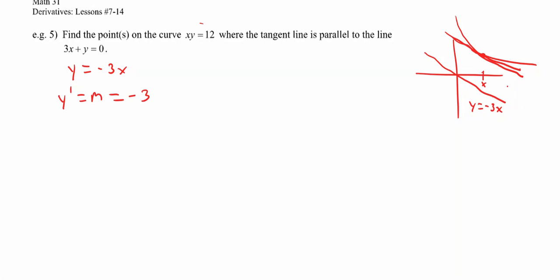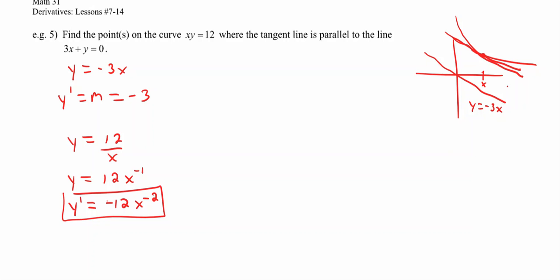Now let's rewrite this a little differently for our curve, if that was this curve up here. So we'd say y is equal to 12 over x. Now what I'd like to do is figure out the derivative of that, because the derivative would tell me what the slope was at any given point. So let's rewrite this as y is equal to 12x to the negative 1, just so we can take the derivative a little easier. So y prime, the derivative, would be negative 12x to the negative 2. So there's our derivative.